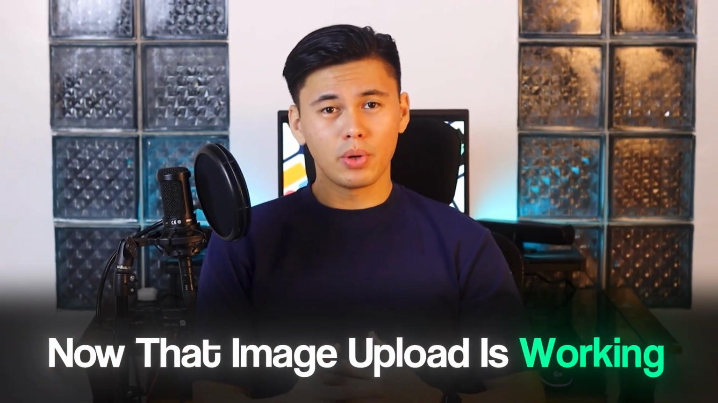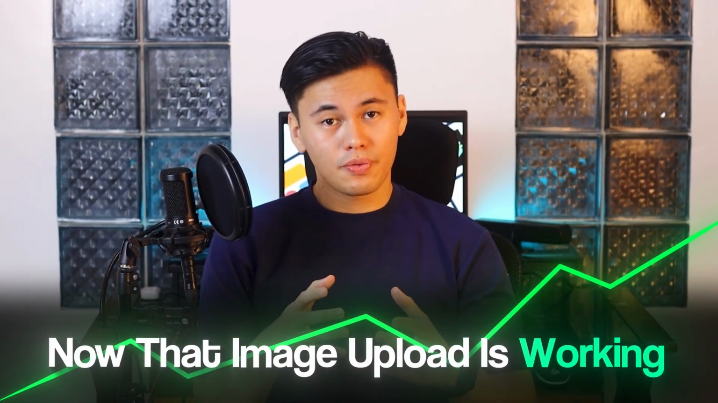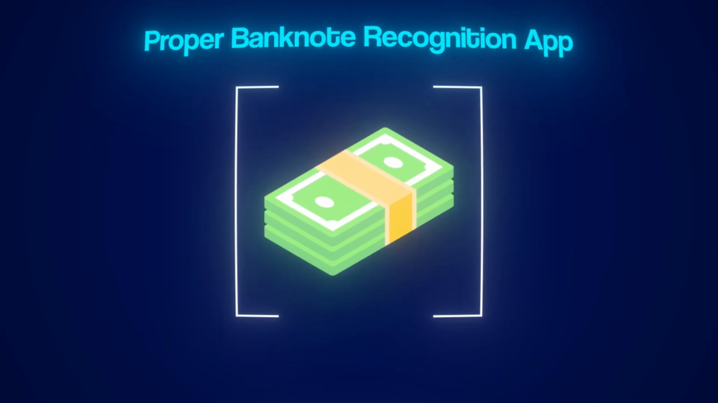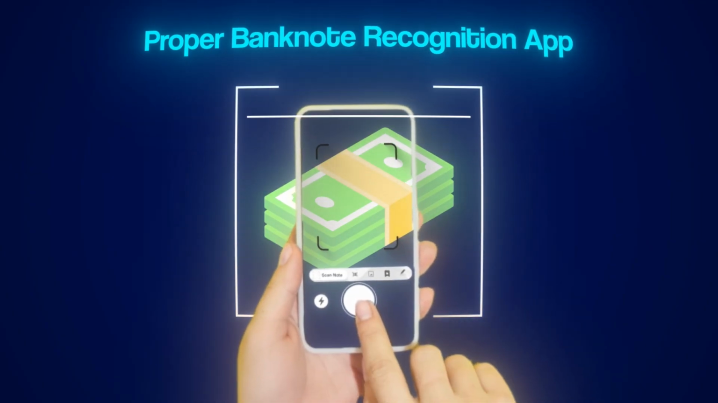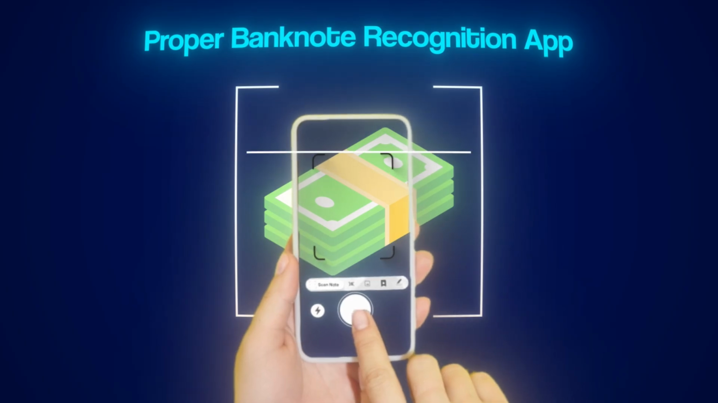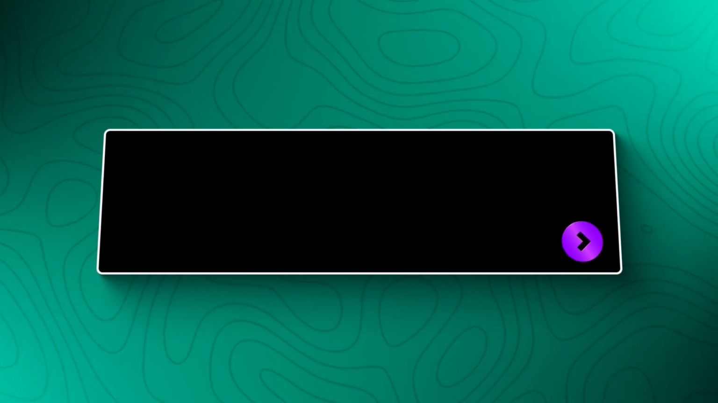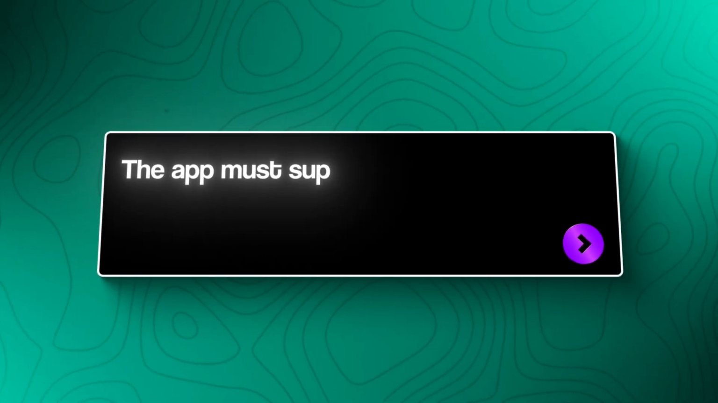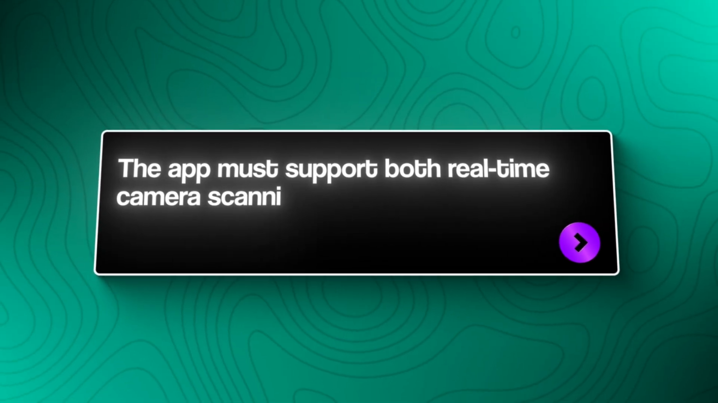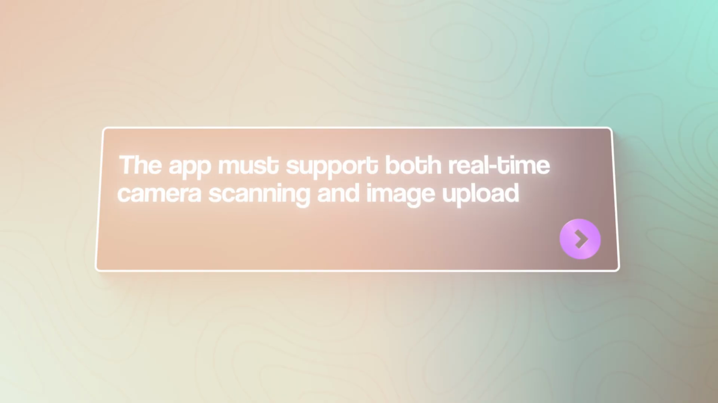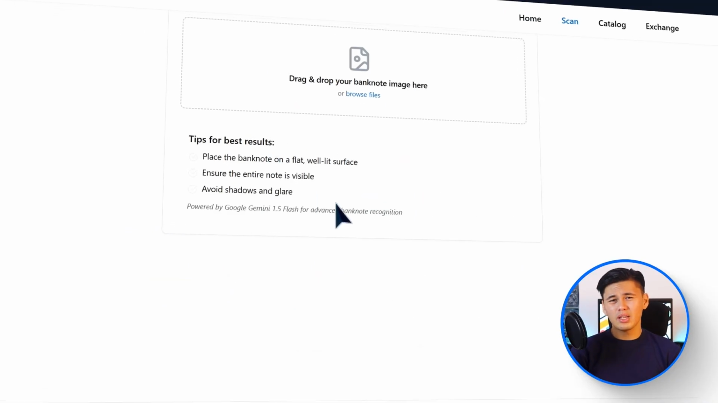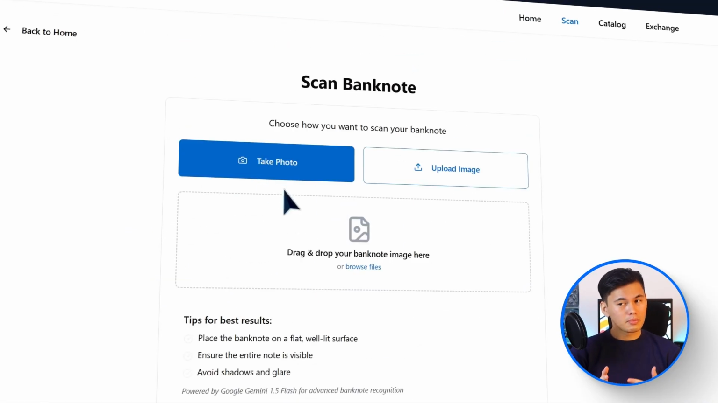Now that image upload is working, let's take things further. A proper banknote recognition app shouldn't just rely on uploading images. It should let users scan notes in real time using their device's camera. So we head back to Replit Agent and tell it exactly that. The app must support both real-time camera scanning and image upload. We go back to the interface and try the Take Photo button again. Still no response. The button clicks, but the camera doesn't activate.